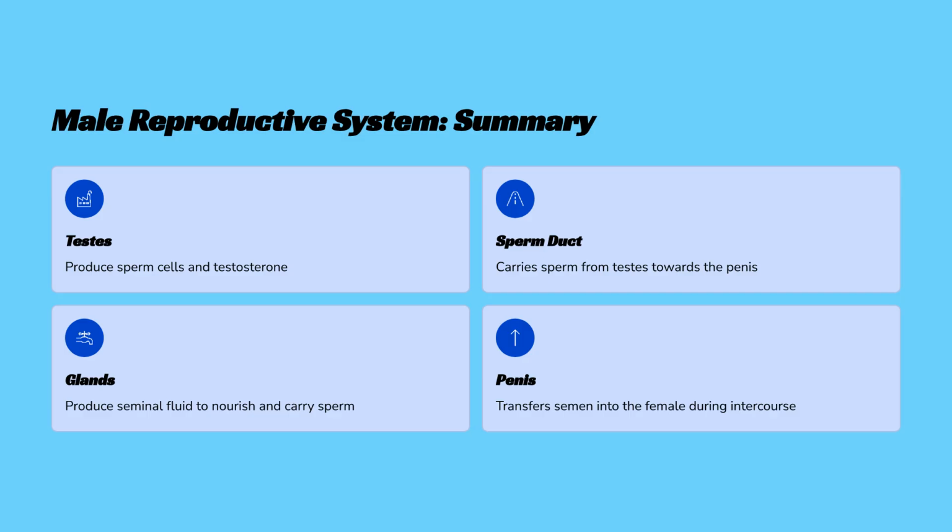Let's summarize the male system. Testes produce sperm and testosterone. The sperm duct transports the sperm. Glands provide the fluid needed to survive the journey, and the penis deposits the semen into the female system.